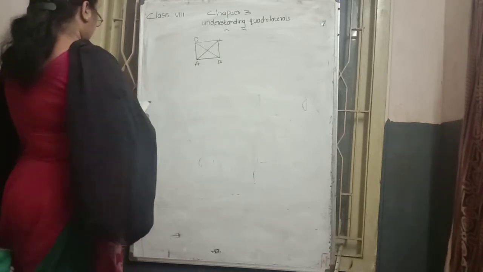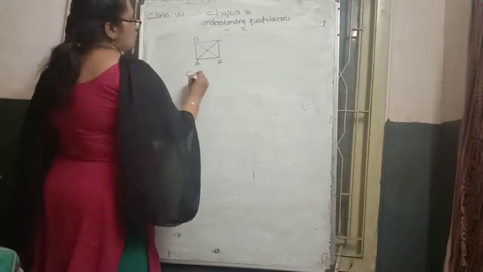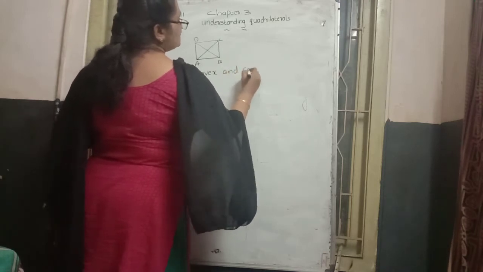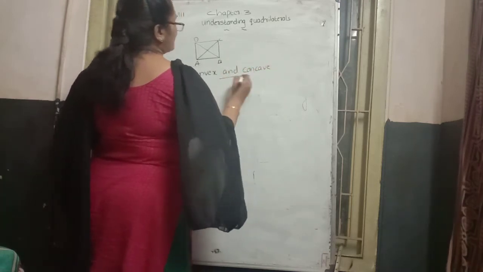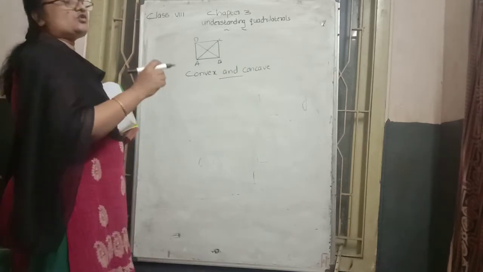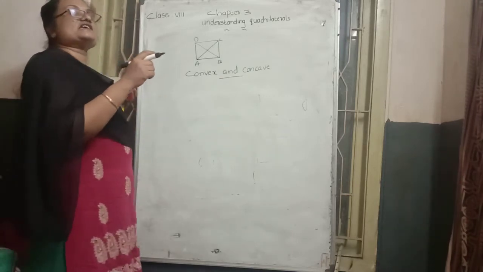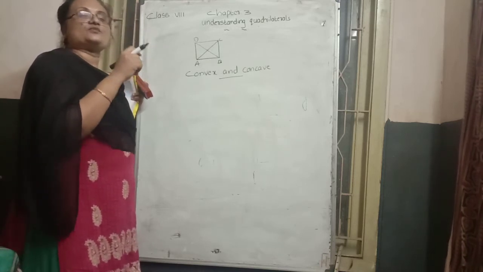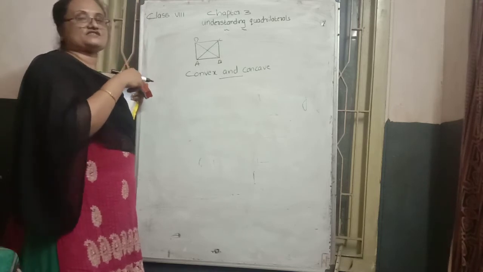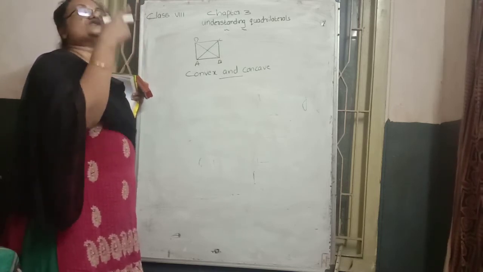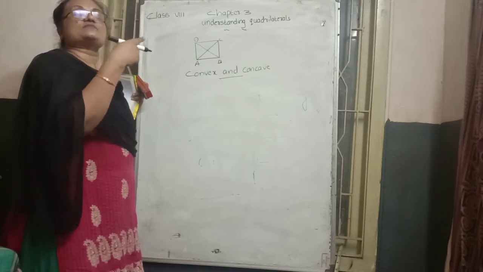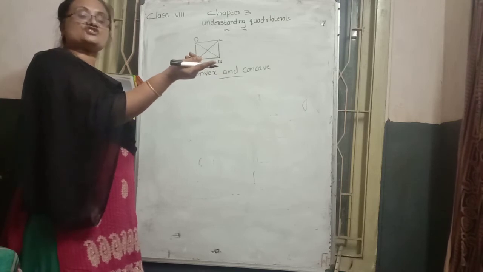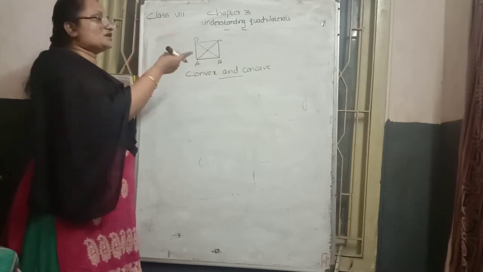The next word related to that is convex and concave polygon. What about convex and concave polygons? In a convex polygon, when diagonals are joined, they come inside only. Such a polygon shape we call a convex polygon. Concave means that in some figures, when diagonals are joined, they come outside of the figure. Such a figure we call a concave polygon.